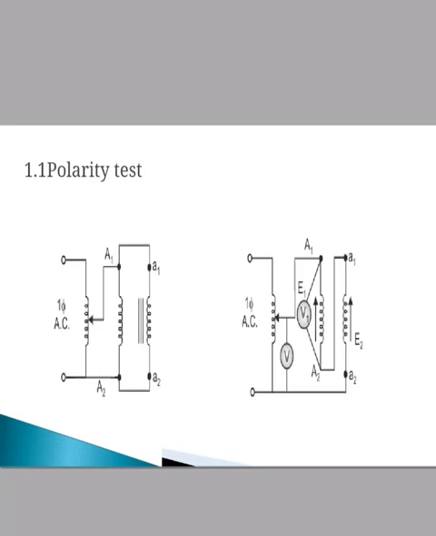If the reading of the voltmeter is equal to the difference of supply voltage and secondary EMF, then the polarity marking is termed subtractive polarity marking. The second condition is if the voltmeter reads a voltage equal to the supply voltage plus secondary EMF, then the marking of polarity on the secondary is termed additive.